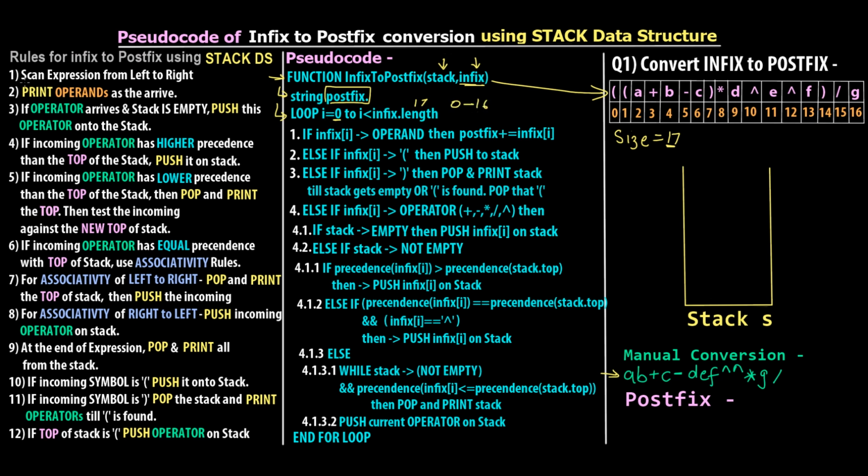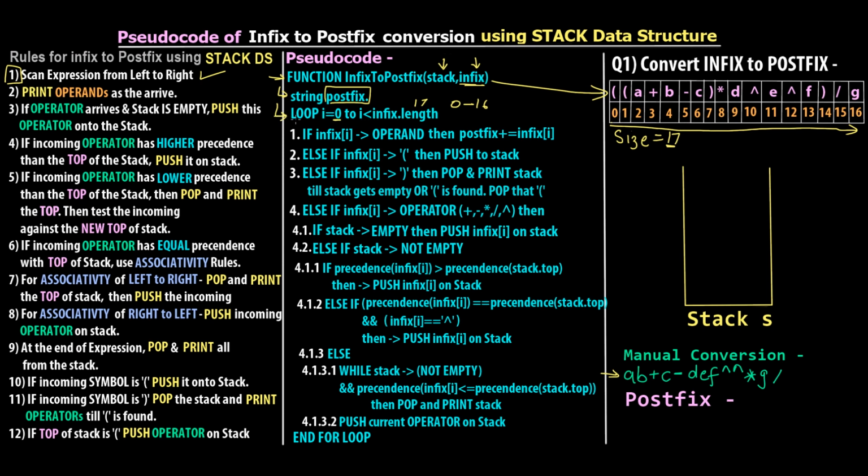Now this corresponds to rule number 1, which says scan the expression from left to right. So we will start from left, that is from 0 position, and we will go till the right, correct? So programmatically we are basically going to go from 0 to 16 from left to right. That's how you scan the entire expression from left to right, right? So the first rule pretty much is done over here using this loop from i equals 0 to infix.length.